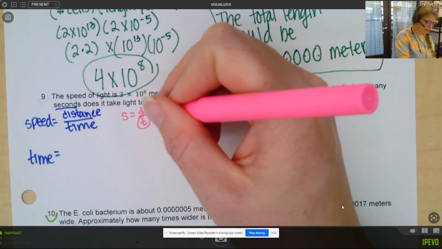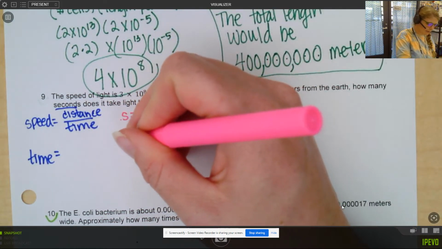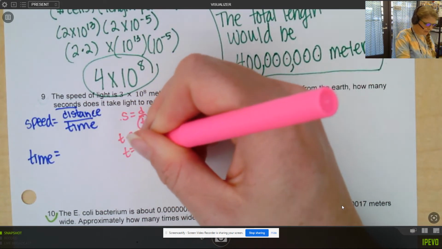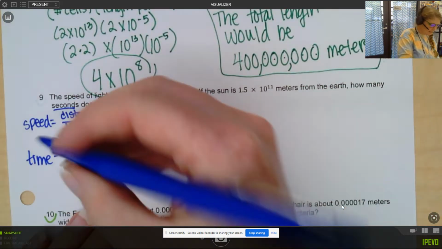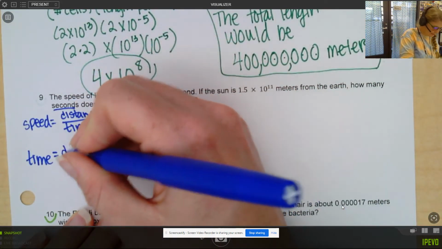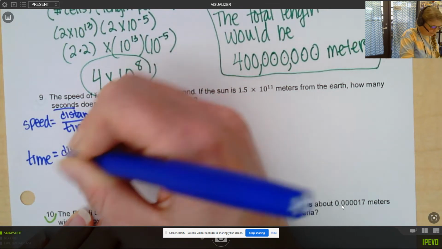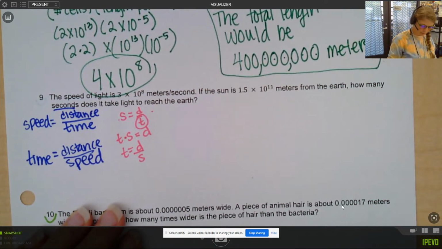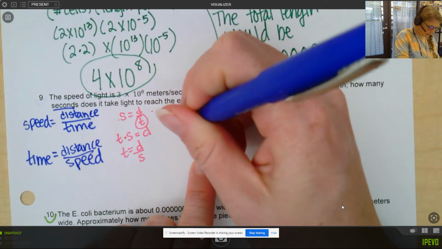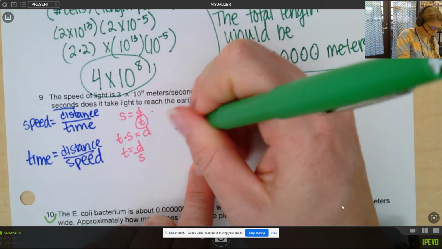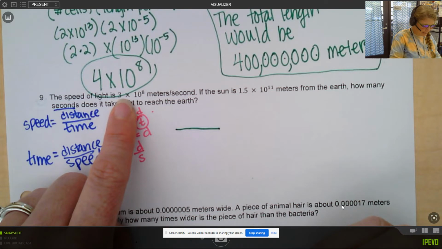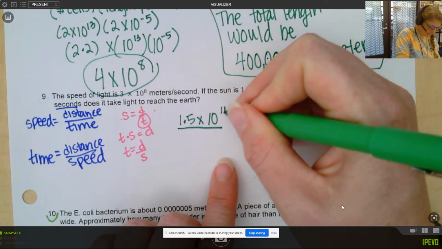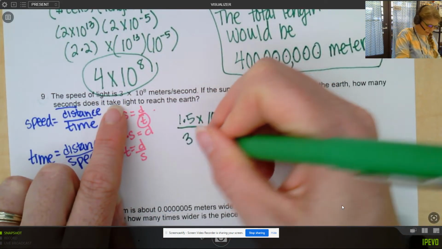And if we were solving for time, we can multiply by time on both sides. So time times speed is equal to distance. So then time is distance over speed. So time is equal to distance over speed. Oh, so we're going to be dividing, finding a quotient to answer this problem. So for here, when we are doing the math, well, what is the distance? Well, this is the speed and this is the distance. So 1.5 times 10 to the 11th. And the speed is 3 times 10 to the 8th.